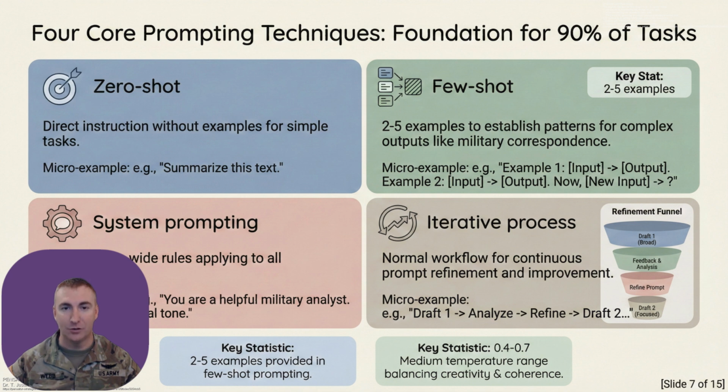Zero Shot provides direct instruction without examples, relying entirely on the model's ability to understand task requirements from description alone. Works well for simple tasks with clear instructions. Few Shot addresses limitations by providing 2 to 5 examples, establishing desired pattern before presenting the actual task.